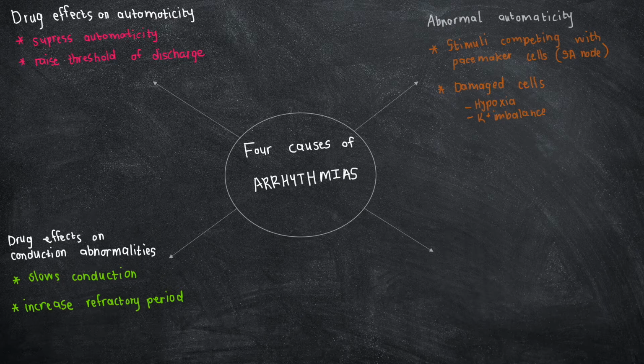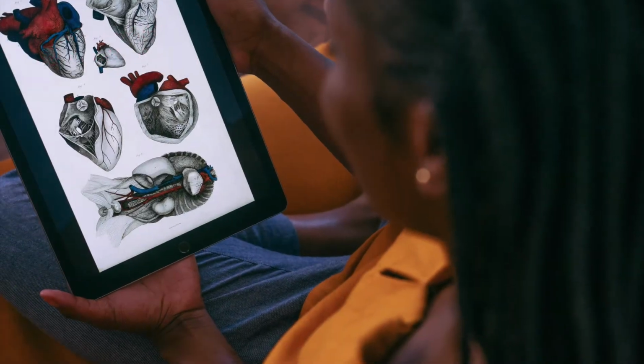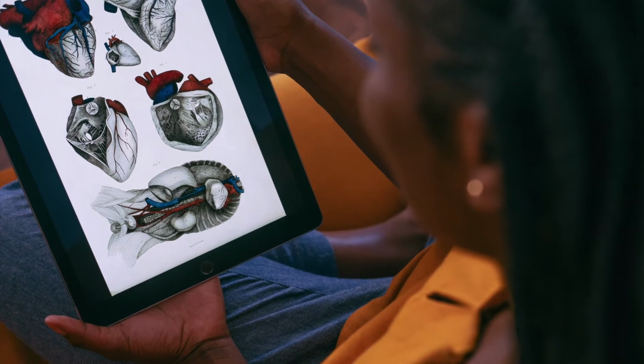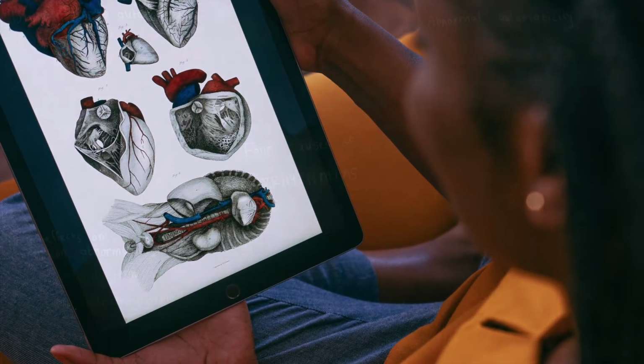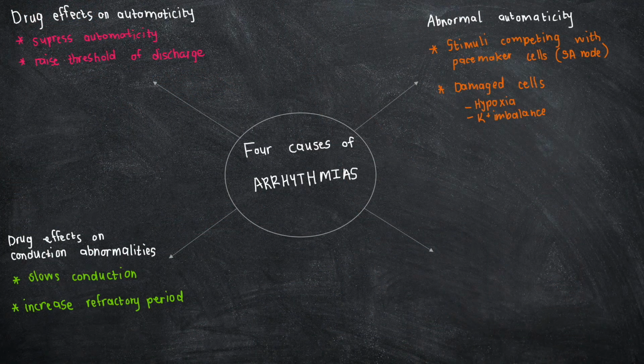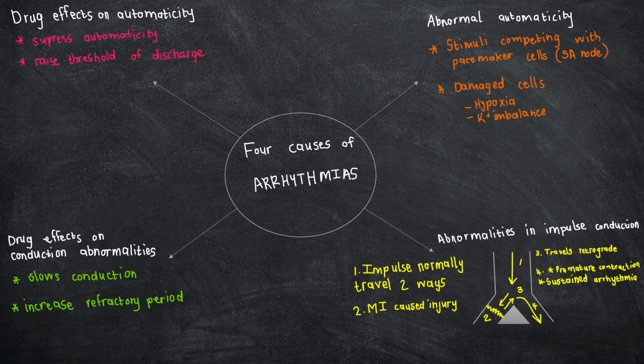Then, abnormal automaticity. So here, the SA node sets the normal pace. If other cardiac sites increase their automaticity, they can generate possible competing stimuli. The stimuli are competing with pacemaker cells. Also, when you have damaged cells due to hypoxia, a decrease in oxygen, or a potassium imbalance, it can cause an abnormal automaticity. Number 4 is going to be abnormal impulse conduction.